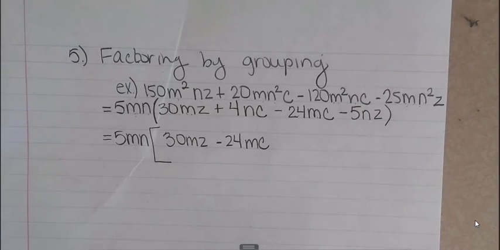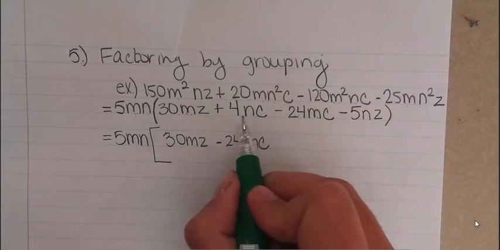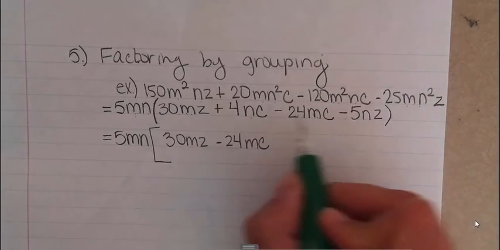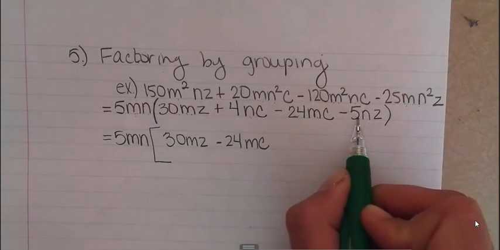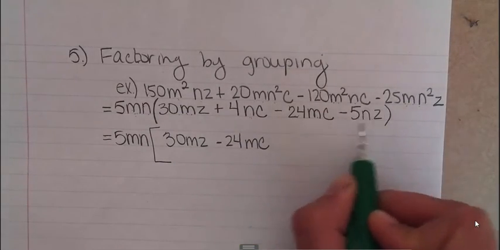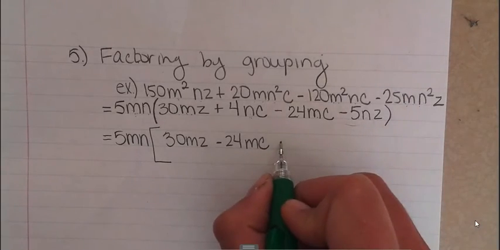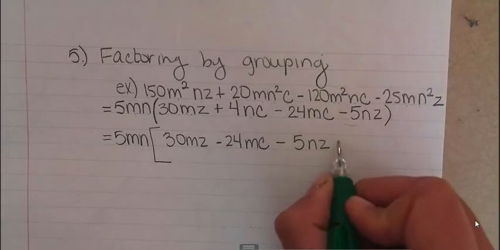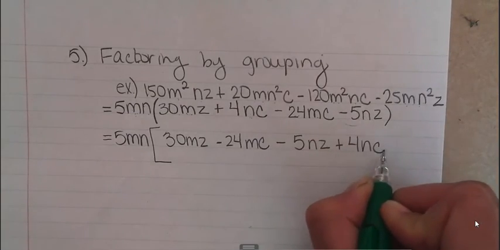And then I'm also going to group the 4nc and the 5nz, because I can see that they both have an n in common. Okay, now I'm going to write this one first because I want to give you an example where negative is in this position. So negative 5nz and a positive 4nc.